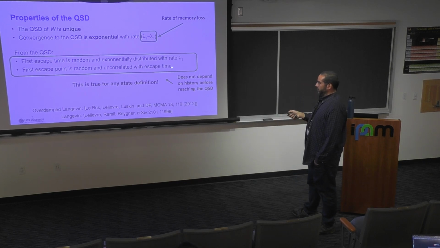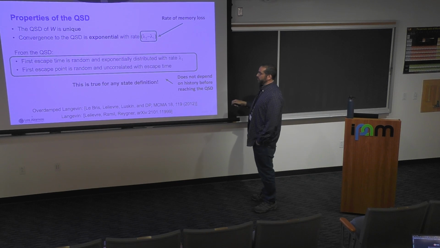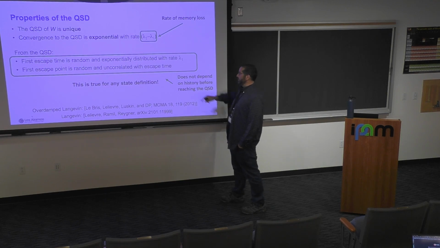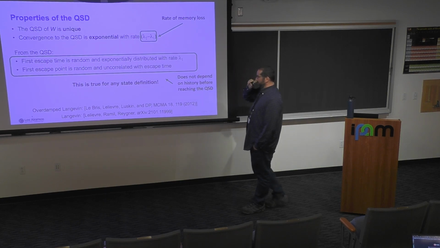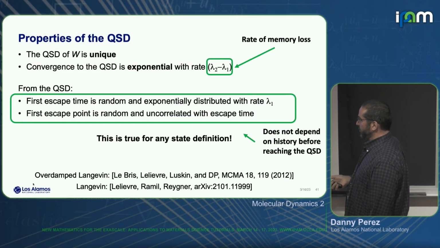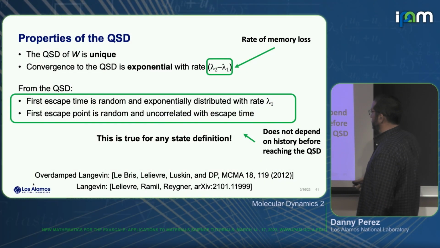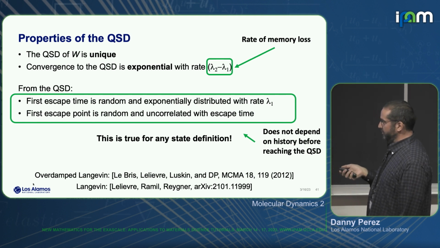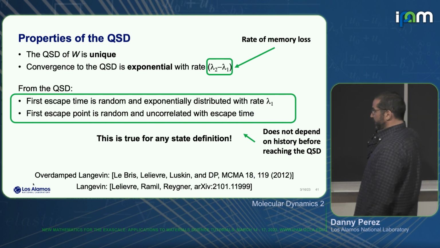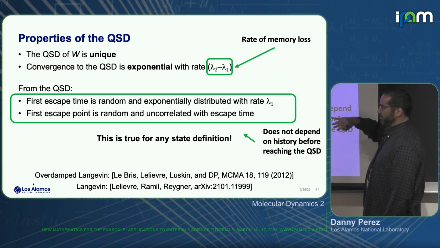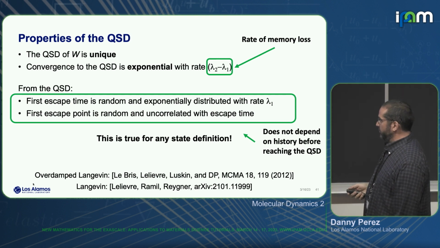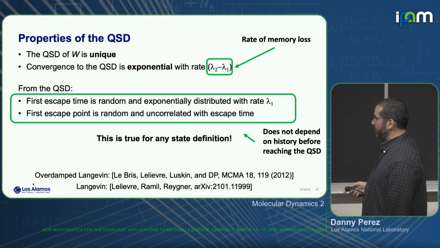But the key properties are these two things, right? Once you reach the QSD, the first escape time out of that set is an exponential random variable with a rate that corresponds to this eigenvalue here. And the first escape point is also a random variable that's uncorrelated with the escape time. So if you go back to your statistics class, you're going to see that this is basically the definition of a Markov process, right? The rate where it goes is independent of when it goes. And the random variable for the amount of time you're going to spend in a state is exponential with this rate.